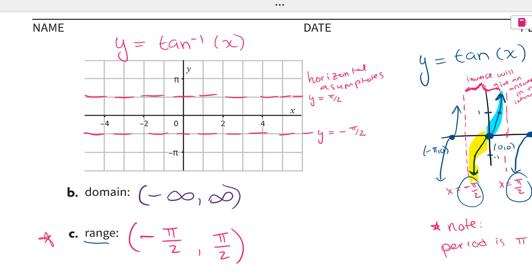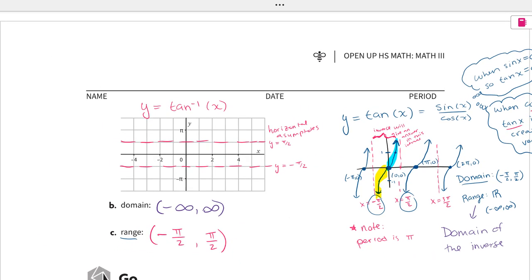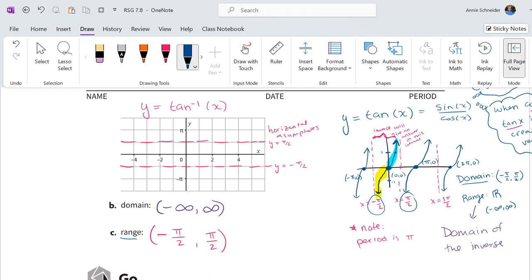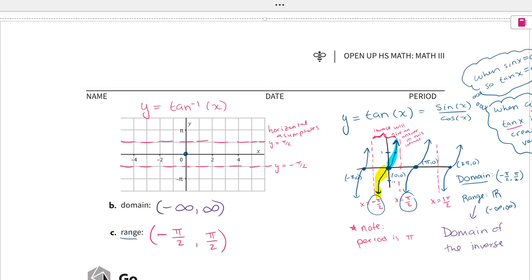And we're seeing that in the range that we can't touch those. We're not including those values. But our domain is going to be all real numbers, so we're going to take up this whole space. So let's look at our 0, 0 point. That doesn't change when we have an inverse. It does not change when we have an inverse.